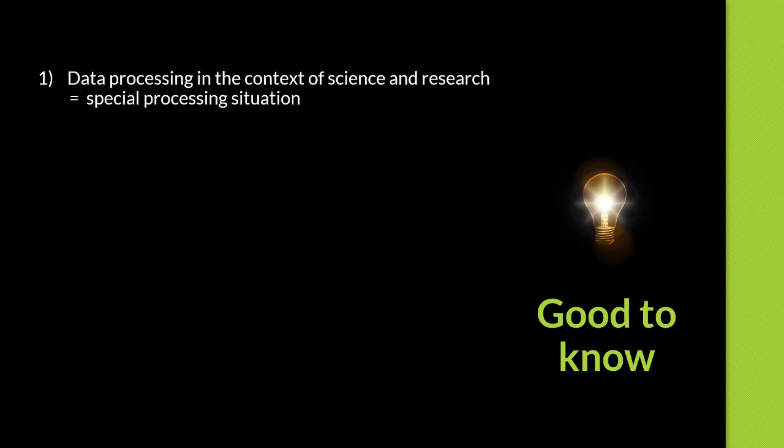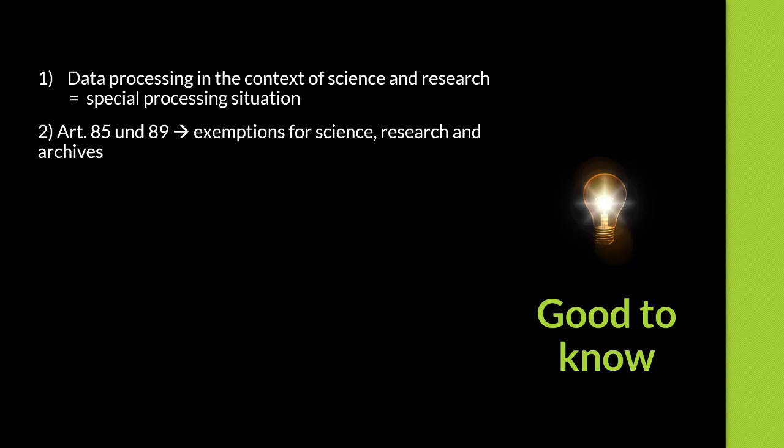With that, we have almost reached the end of the third part of our video series. Time for a little recapitulation of the most important points of this video. So, what do we know now about the impact of the GDPR on science and research? Data processing for scientific research purposes counts as a specific processing situation. Exemptions for science, research and archiving are defined in Articles 85 and 89 of the GDPR. The exemption applying to Article 17, right to erasure, is defined in the article itself.